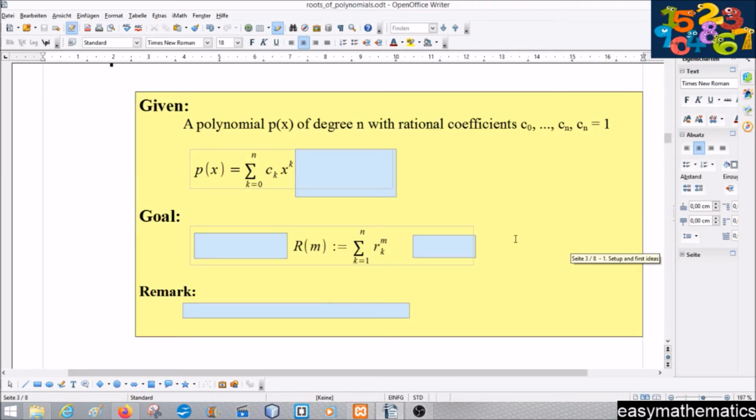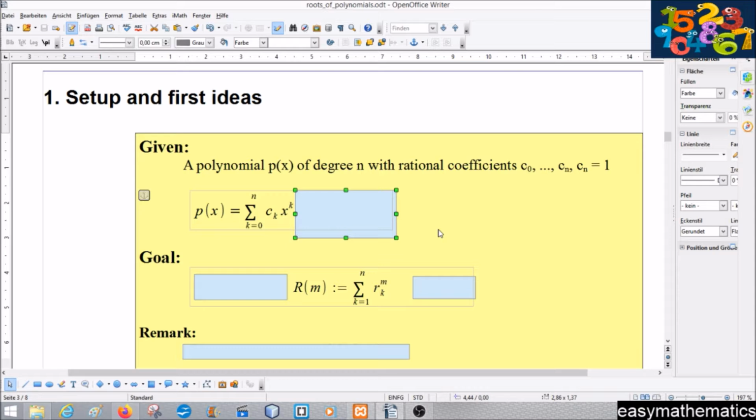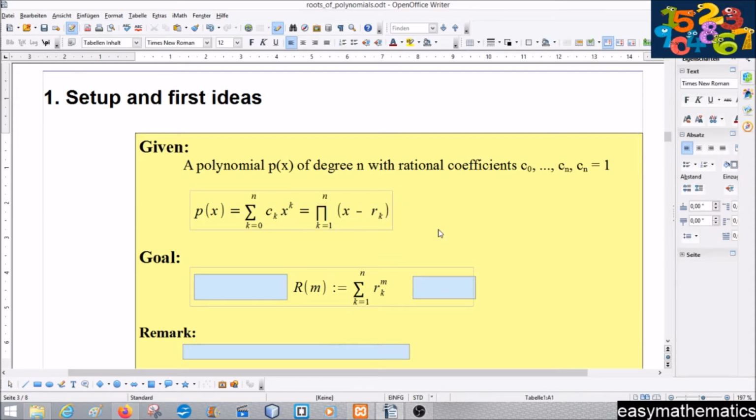Given is a polynomial p of x of degree n with rational coefficients c0 up to cn, and let's say cn is 1. So p of x is of the form sum from k equals 0 up to n of ck x to the power k, and this can also be written in a factor form, product from k equals 1 up to n of x minus rk, where the rk are the real and complex roots.